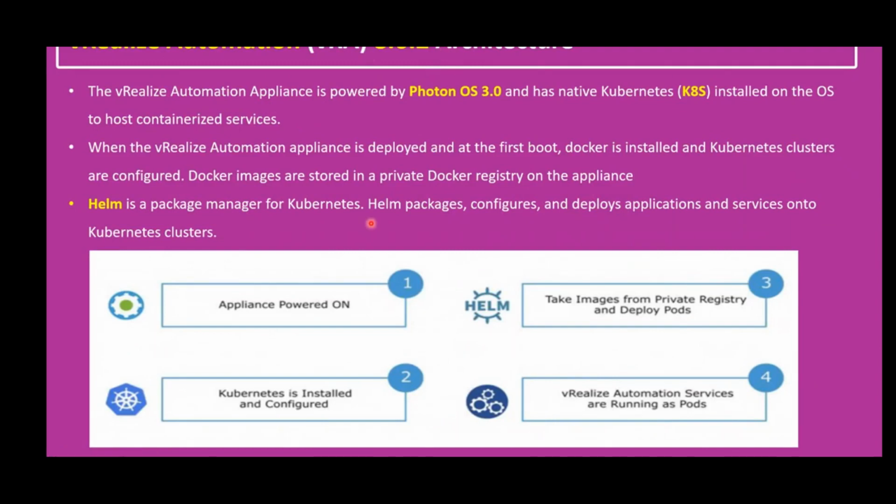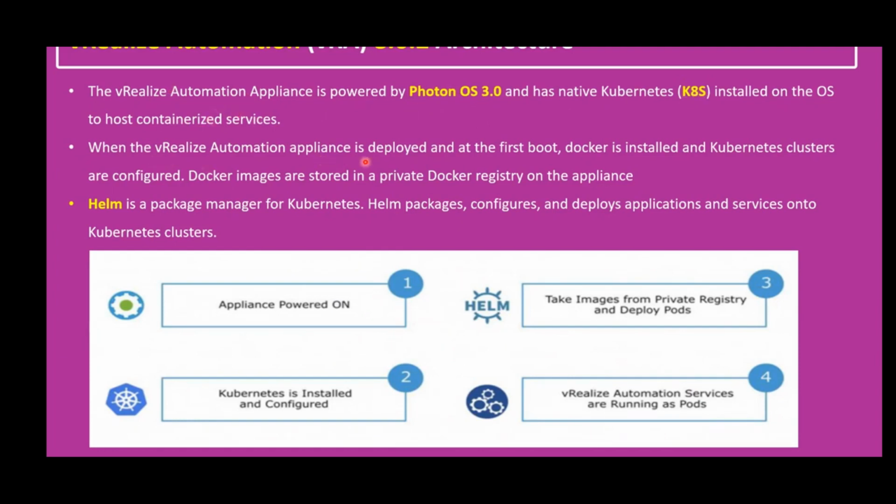So we realize the automation appliance is powered by Photon OS. Photon is open source, developed by the VMware organization. The version is 3.0. Within this version, they have native Kubernetes, in short K8s, installed on the OS host, with contained services. On top of this OS, they make it a Kubernetes OS, and with this combined package, they make it the vRealize Automation appliance.